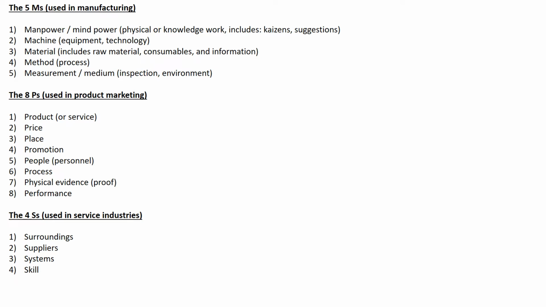Perhaps the people, the personnel, and like I said, not blaming, saying hey, you did this wrong. Maybe they weren't trained properly in the first place. Or maybe even the performance. Maybe it's not doing what we said it would do. Service industry, surrounding supplier system skill. The point of all these is, you look at this to determine what all the problems are. And then from there we determine where we should address it first.